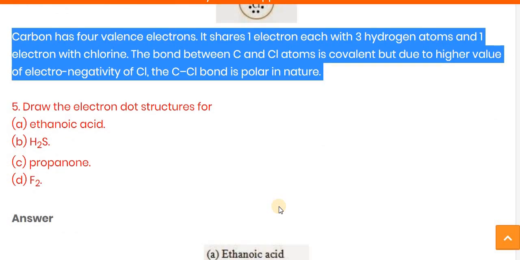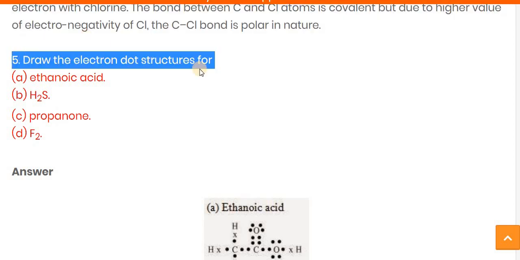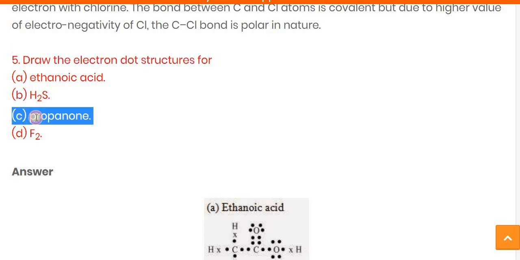Now let's see the next question. Draw the electron dot structure for ethanoic acid. Second one, that is H2S, meaning hydrogen sulfide. Third one, that is propanone. And the last one, that is fluorine. In the first question here you can see ethanoic acid. Here the oic acid is there, meaning the carboxylic acid is present, and ethane means 2 carbons.